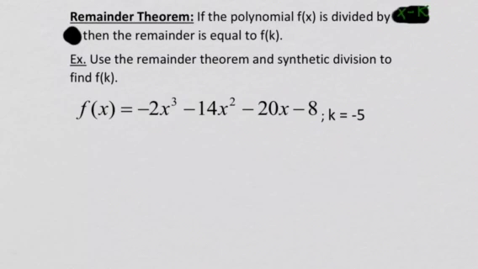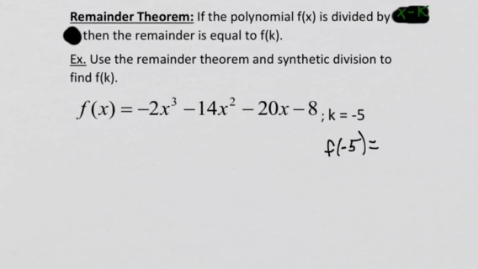The remainder theorem states if the polynomial f of x is divided by x minus k, then the remainder is equal to f of k. So we're asked in this example to use the remainder theorem in synthetic division to find f of k. So we're given that k is negative 5, so we're looking actually for f of negative 5. And we are told in the remainder theorem that if we can find the remainder using synthetic division, that will be the number that f of negative 5 is equal to.